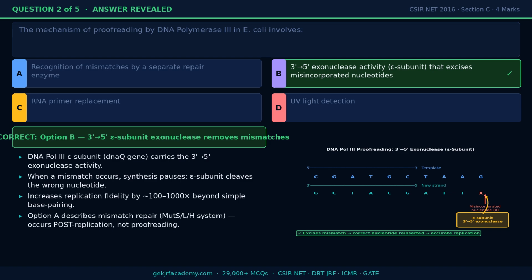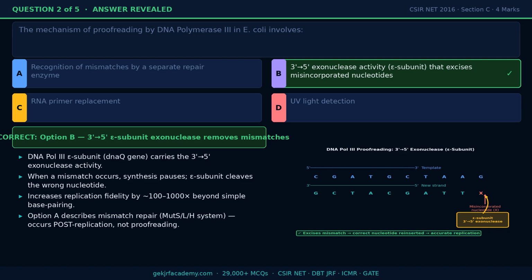This proofreading mechanism increases replication fidelity by approximately 100 to 1,000-fold beyond what base pairing selectivity alone achieves. Option A describes a different process entirely: mismatch repair, carried out post-replication by the MutS, MutL, and MutH system. Mismatch repair corrects errors that escaped proofreading. They are not the same mechanism.